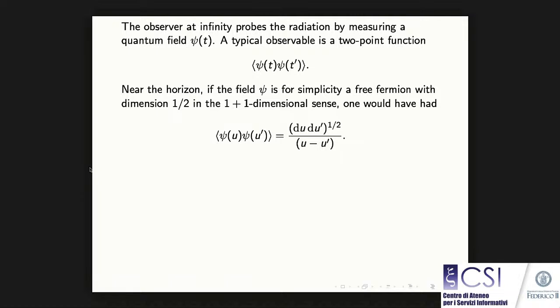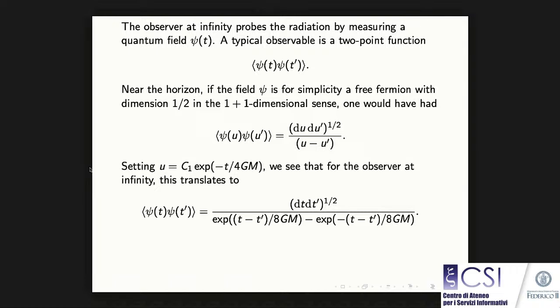Now, near the horizon, if the field psi... quantum fields at short distances typically have power law singularities. To write a specific formula that happens to be particularly simple, if psi is, for example, a free fermion of dimension 1/2 in the 1 + 1 dimensional sense, then the two-point function at short distances would have a simple pole, a 1 over u minus u prime singularity.